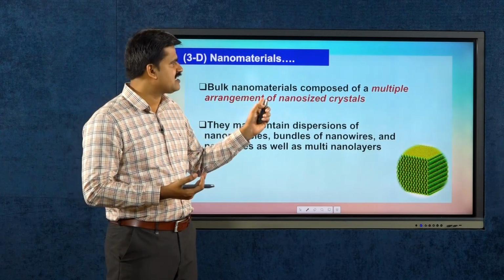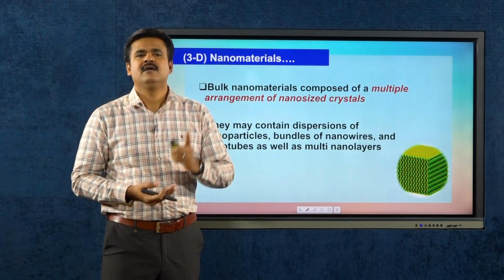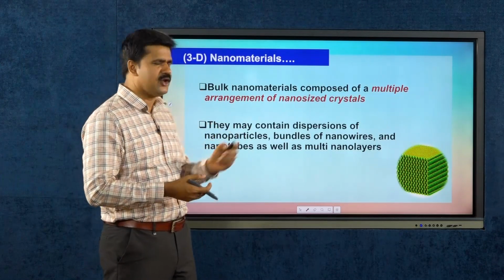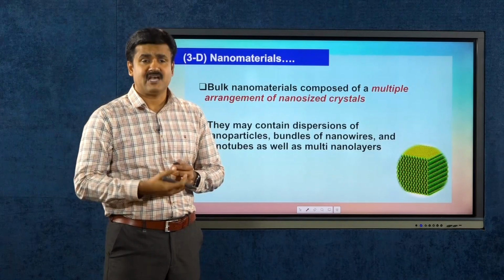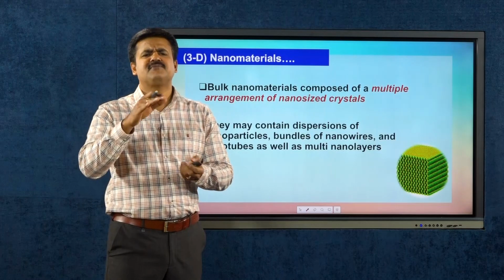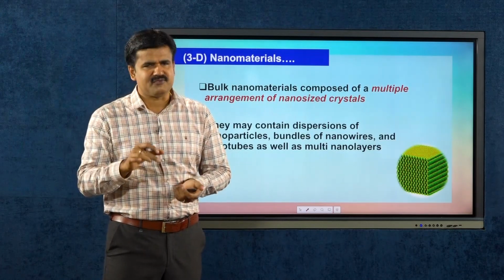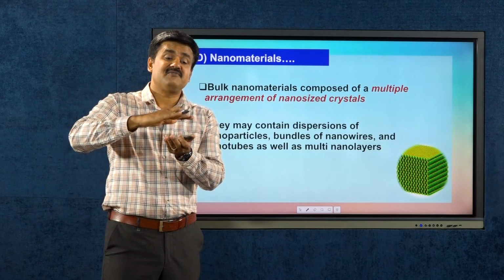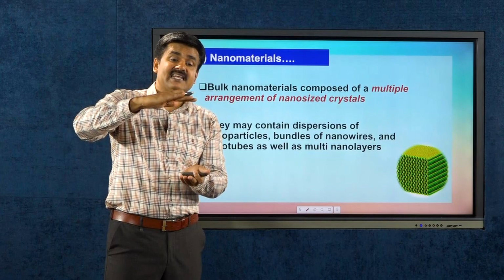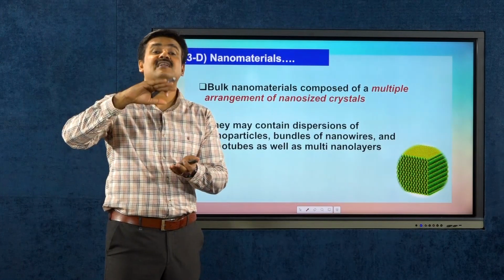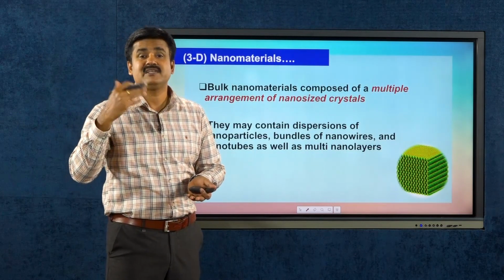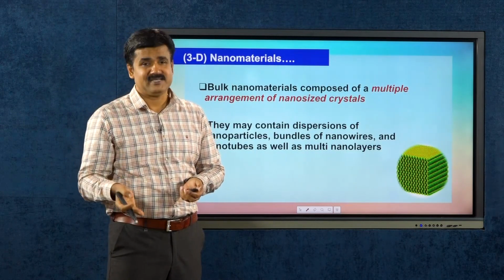This thing is clear to you. Now, this bulk nanomaterial contains dispersions of nanoparticles, bundles of nanowires, nanotubes, as well as multi-nano layers. If there is a thin sheet or a thin film, an enormous amount of thin films arranged together to get a multi-layer, then the height of the thin layer increases. After a certain level, that dimension is also changed to a bulk dimension. So, it can be considered as a 3D nanomaterial.